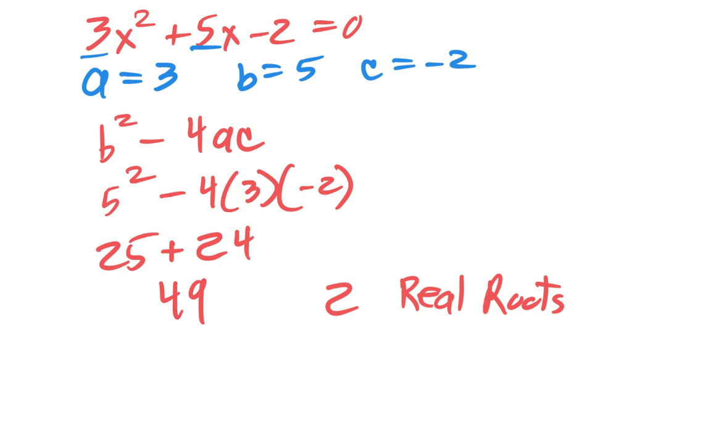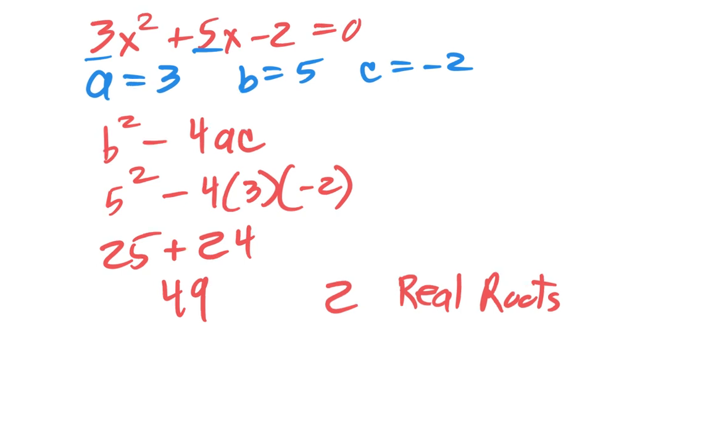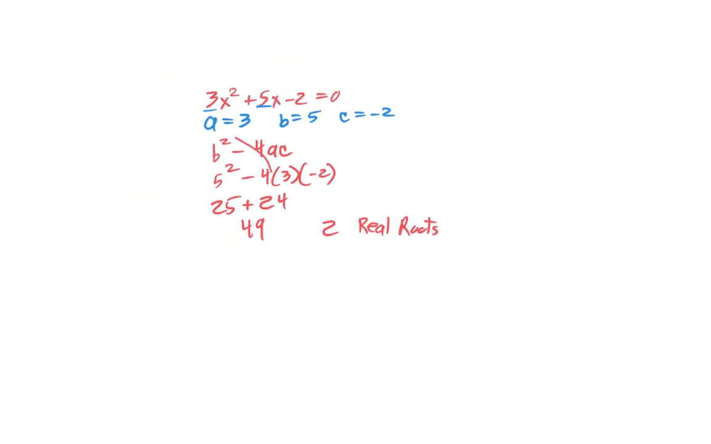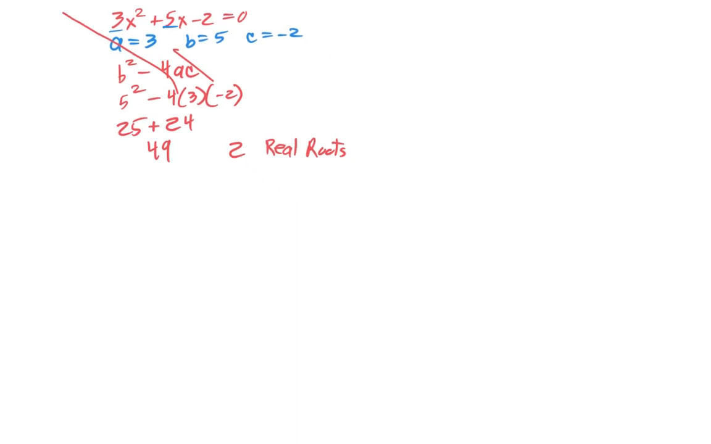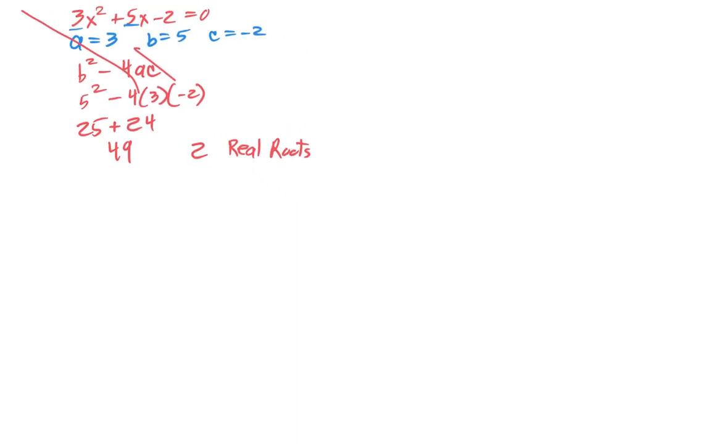Okay, so let's go back to our problem. Go back to the page here. I know that b squared minus 4ac was 49. I'm gonna leave that over here. Excuse the lines going through there.